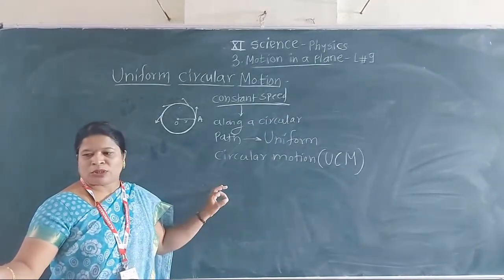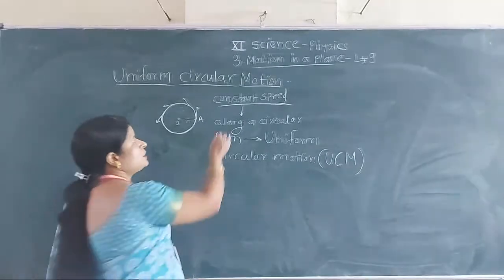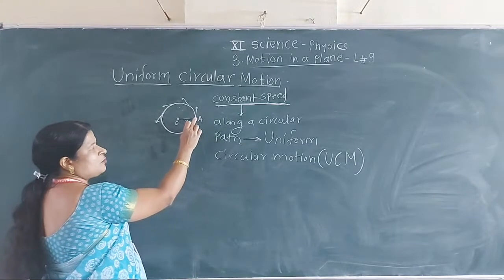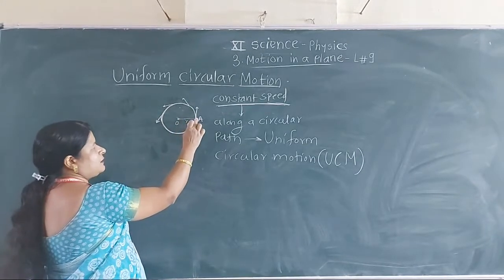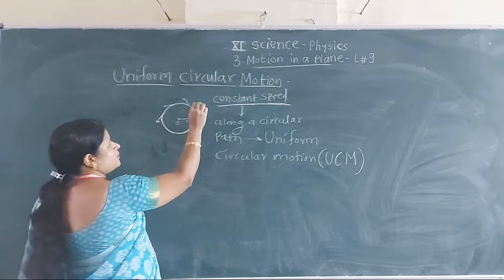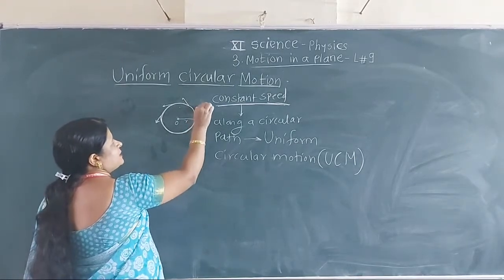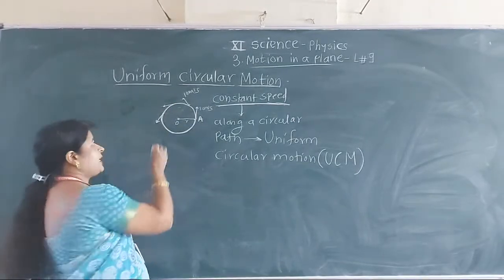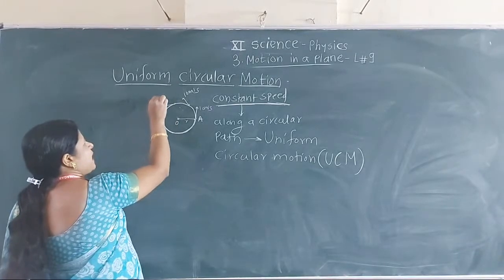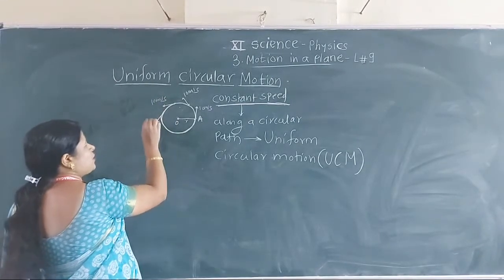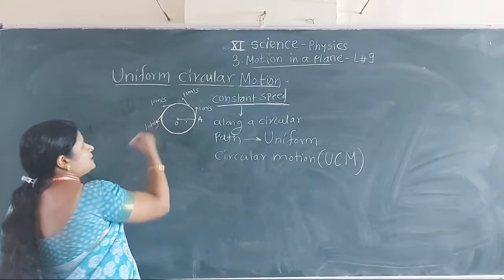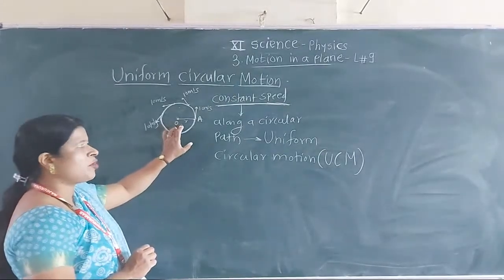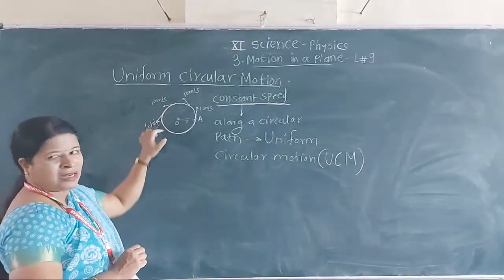And for this motion, the speed is constant. That means, for example, the object starts moving on the circular path, and at a point A the speed of that object is 10 meter per second. Then at this point also the object has a speed of 10 meter per second. At this point also the speed is 10 meter per second, and at this point also 10 meter per second. That means constant speed of that object. It is important for a uniform circular motion.